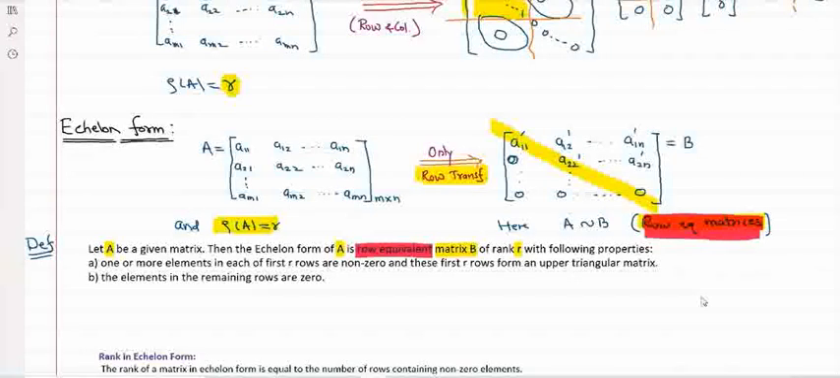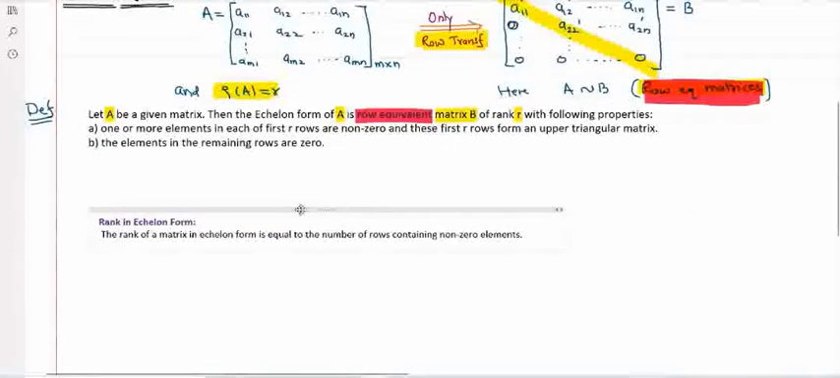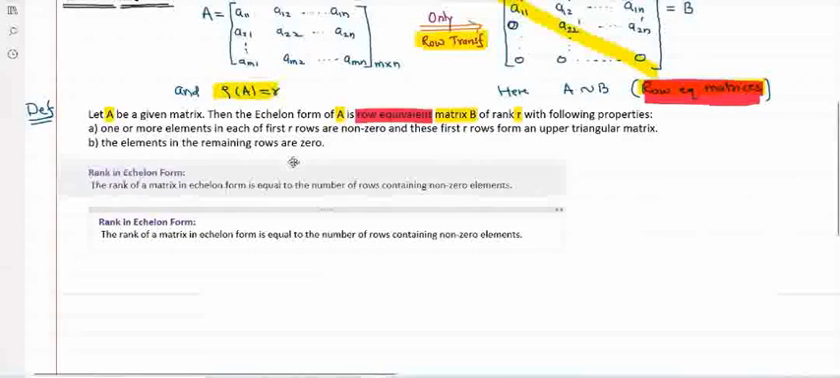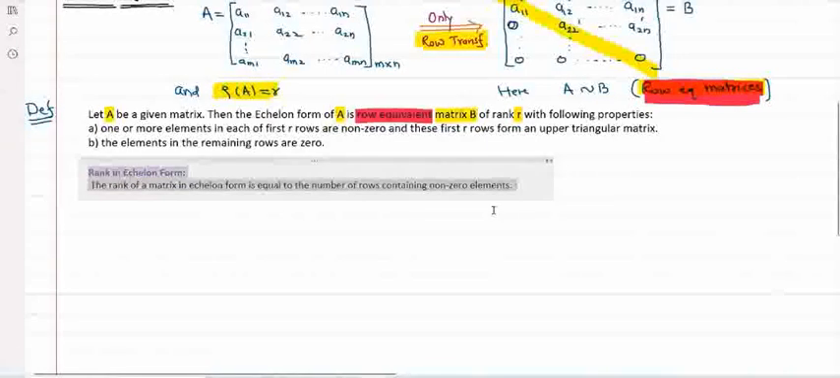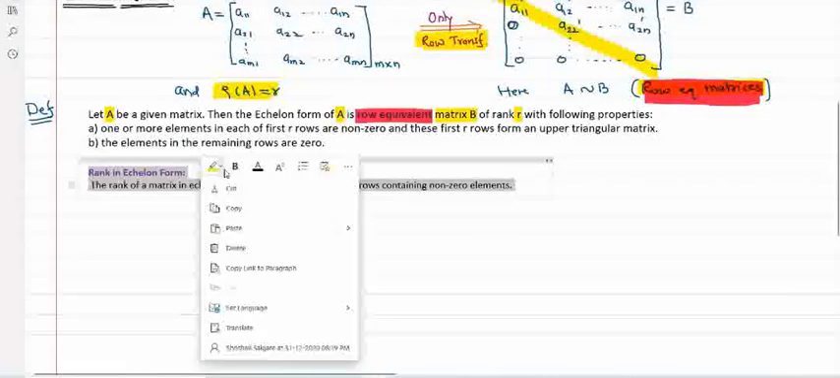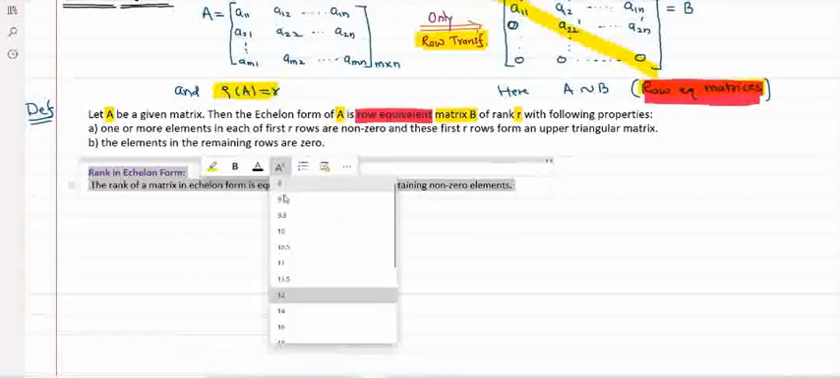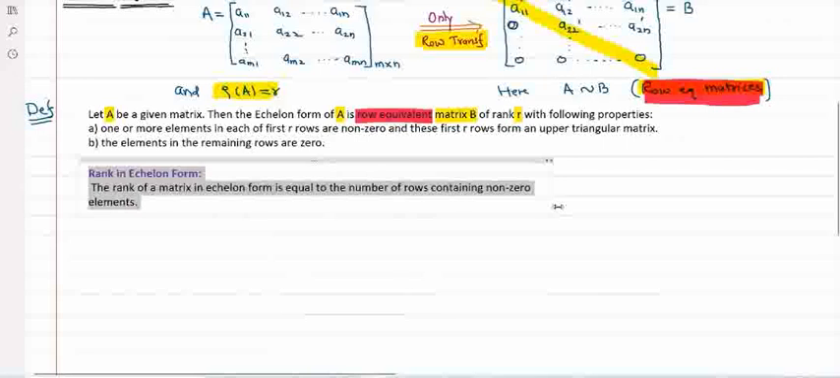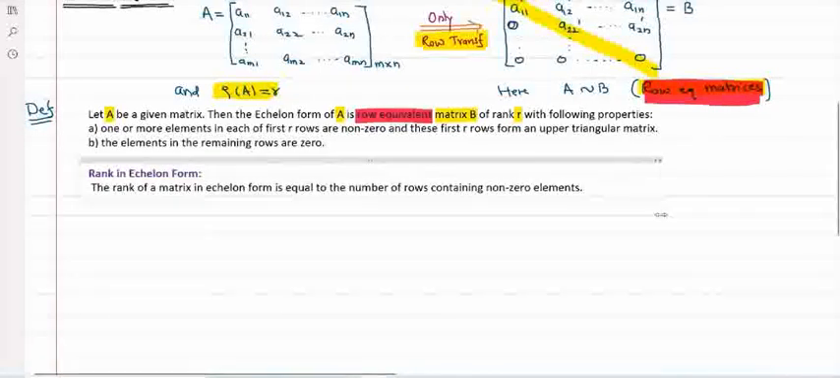Then how to find the rank of the matrix in echelon form? After reducing the matrix to the echelon form, the rank of the matrix is nothing but the number of non-zero rows present in that matrix.